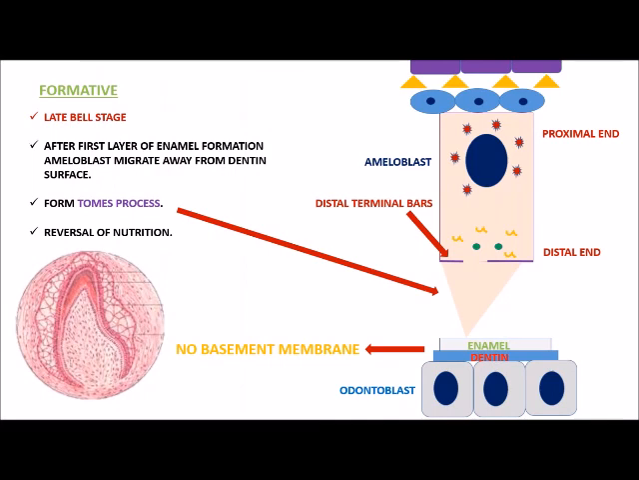Next is the formative stage. This is the stage in which actual enamel formation takes place, and this occurs in the advanced bell stage. Here you can see the ameloblast has increased in its length, and also it moves away from the dentine and forms a pyramidal process known as Tom's process. And Tom's process is separated from the cell proper by incomplete septa known as distal terminal bars. And here you can see there is no basement membrane.